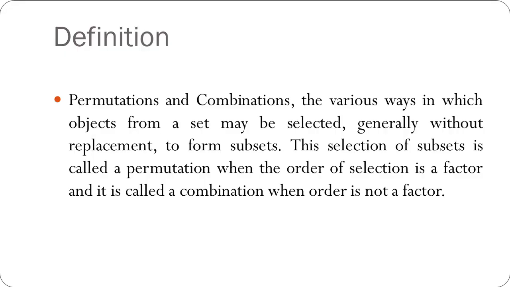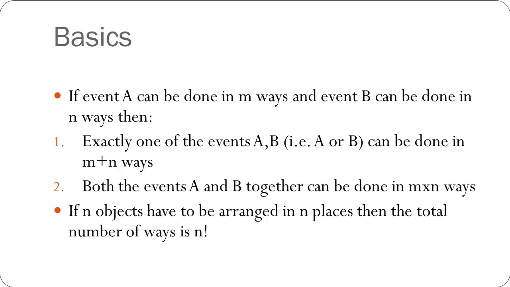Let's see the definition of permutation and combinations first. Permutation and combinations are the various ways in which objects from a set may be selected, generally without replacement, so as to form subsets. This selection of subset is called a permutation when the order of selection is a factor, and it is called a combination when the order is not a factor. Most of us might know this basic definition, so let's look at a few basic concepts as well.